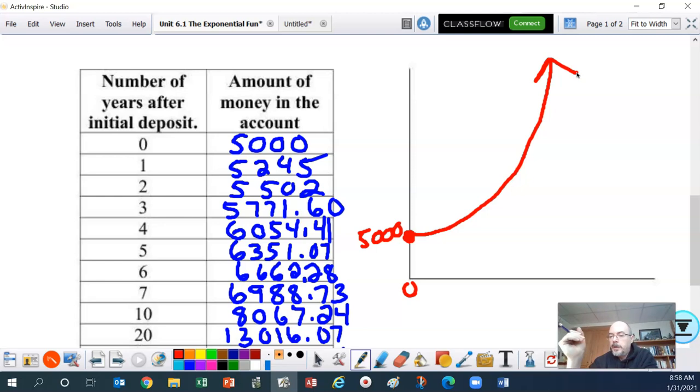We don't care about anything else. We just need to know that exponential growth is going to curve up, and that $5,000 is the initial amount. All right, let's keep going here. Let's look at the next one.